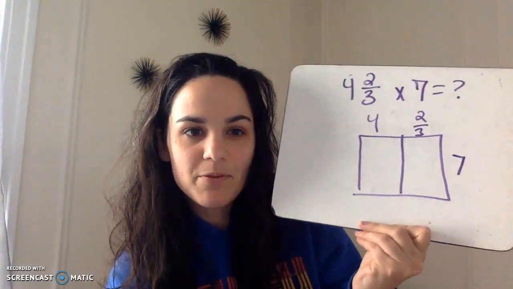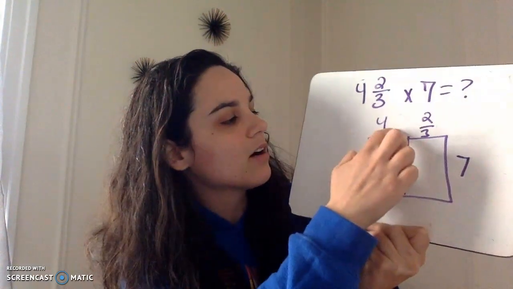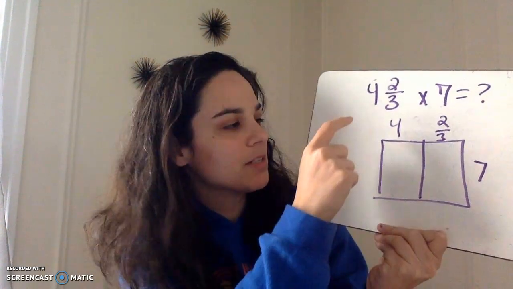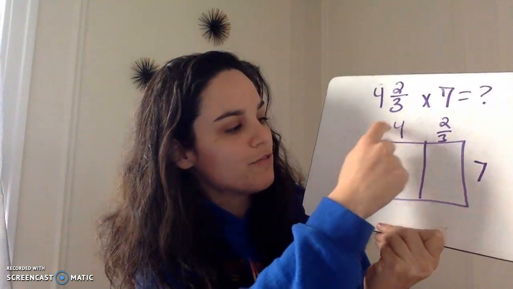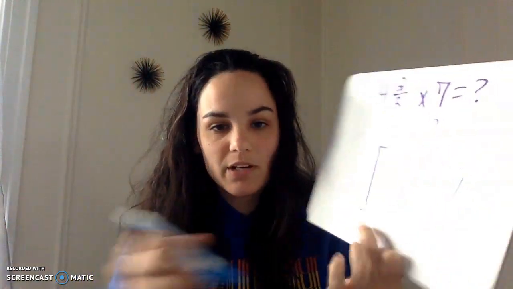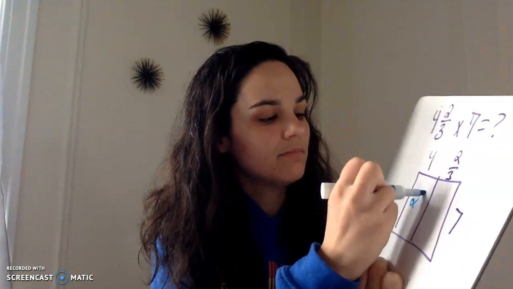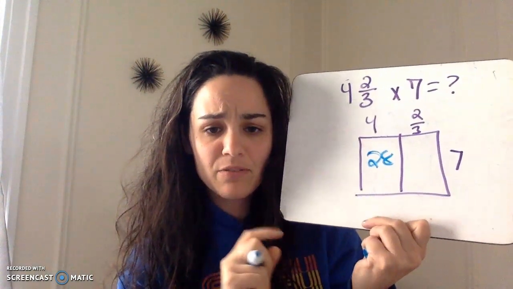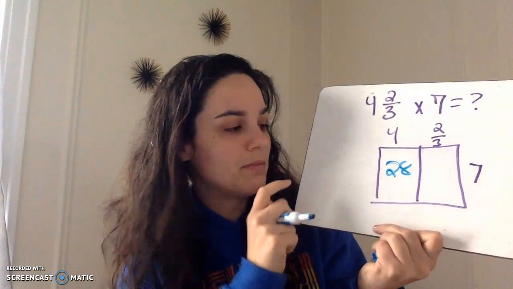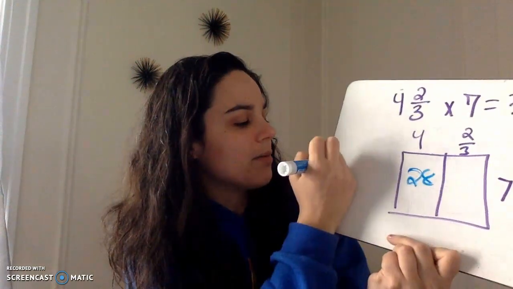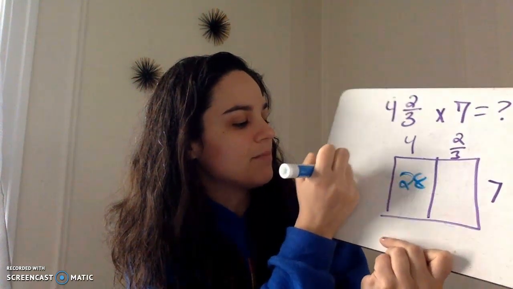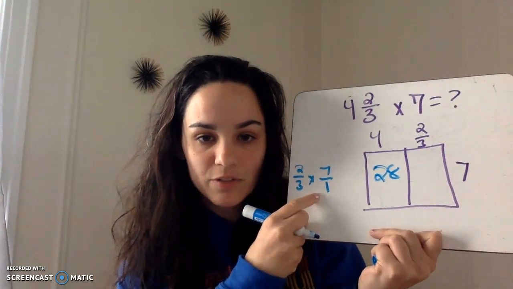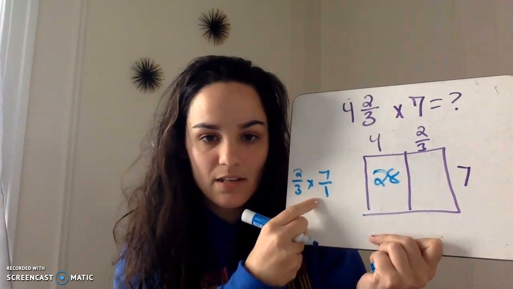All right, so I broke my 4 2/3 up into 4 and 2/3, and now I'm going to use partial products to multiply each piece. So I'm going to do 4 times 7, which I know is 28. And then I'm going to do 2/3 times 7. To do this, I thought it would be easier if I made my 7 into a fraction. So I'm going to do 2/3 times 7 over 1, because I know that I can put a whole number over 1 and it means the same thing.